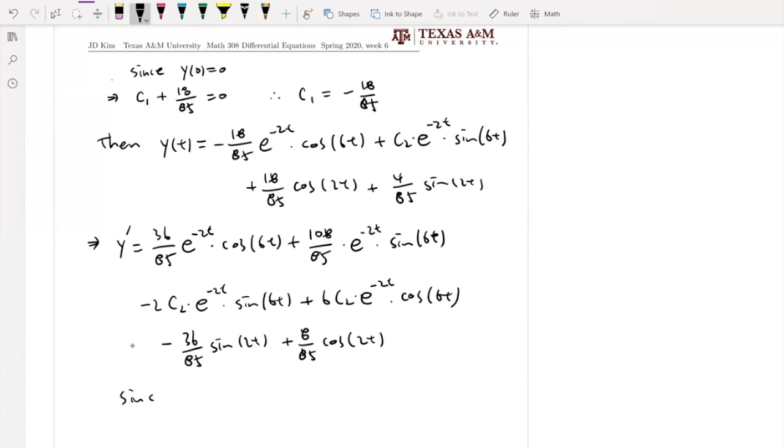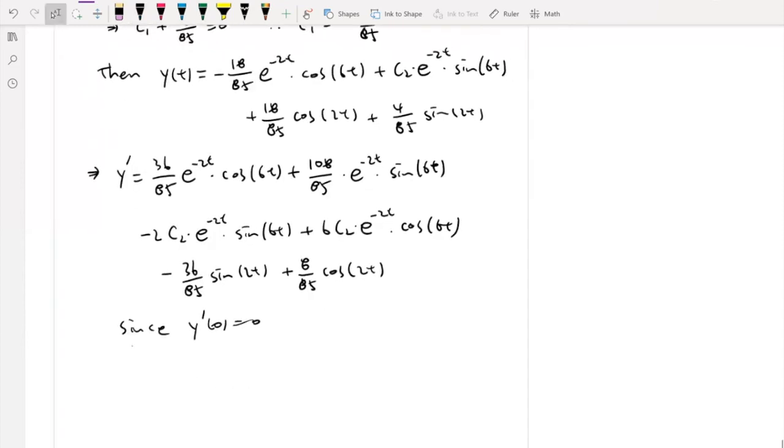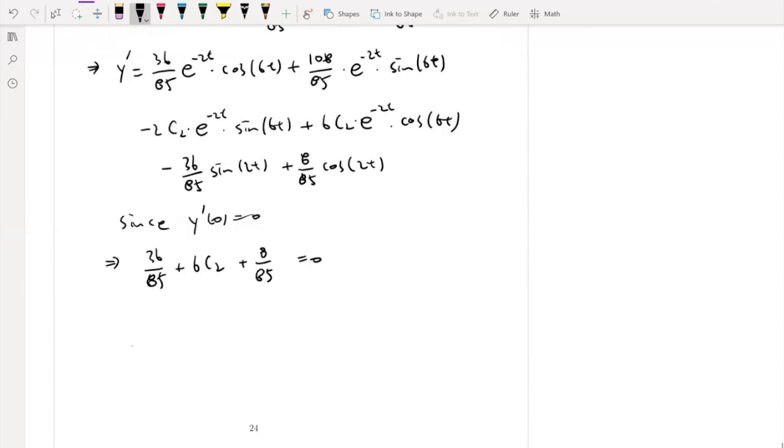Now, y prime of 0 equals 0 as well. Plug in 0 in there, then all the sine terms are gone. Then we're going to have cosine terms only. The first term, e to the 0, is equal to 1 as well. And 36 over 85, what we can get from the first one. Second one is gone, third one is gone, and the fourth one is 6 c2, and the very last one is 8 over 85, must be equal to 0. We are here now, okay? Then a little bit more.